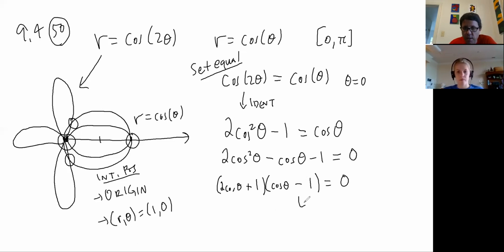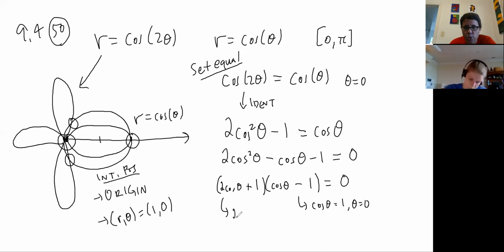So what would that mean? That would mean that cos θ would have to be equal to 1, and that occurs when θ is 0. I'm only interested in the answers between 0 and π anyway. It's also true at 2π, but that's out of our range. Any multiple of 2π is going to work there.